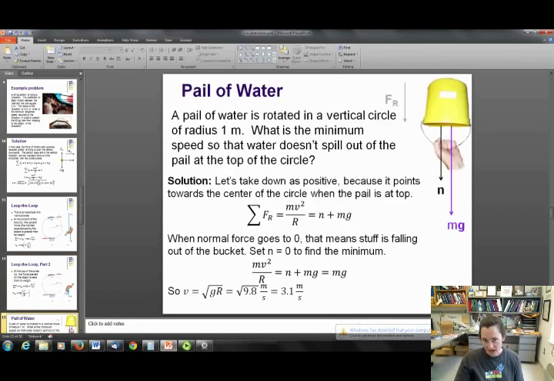I'll do a demo in class spinning pails of water and things like this around. And so what I have to do when I do these demos is to get the pail of water going fast enough so that the water doesn't fall out. So here's an example problem based on that.